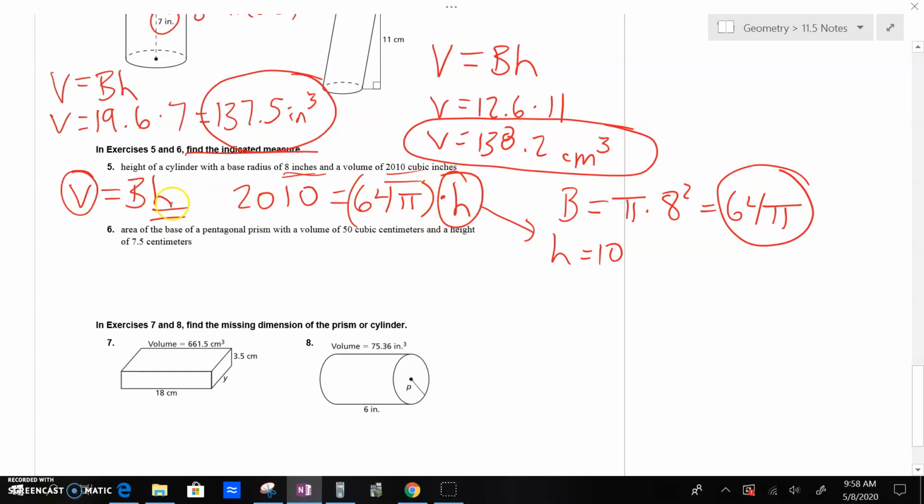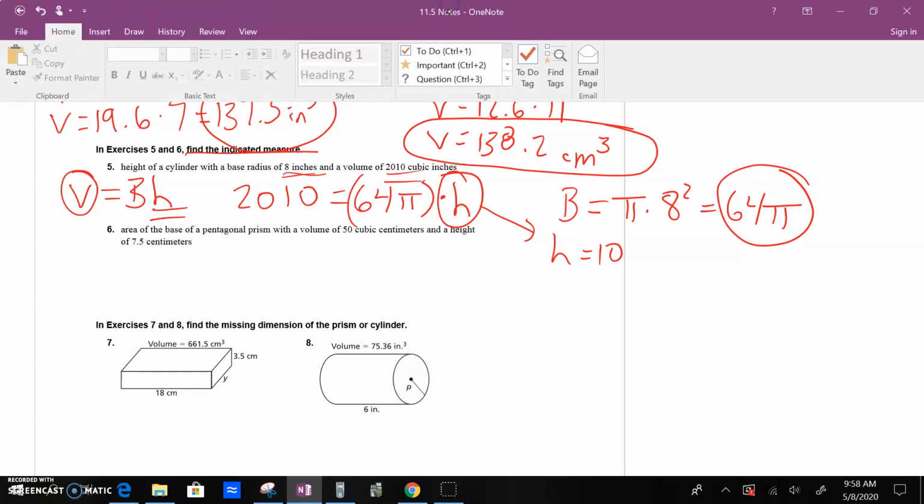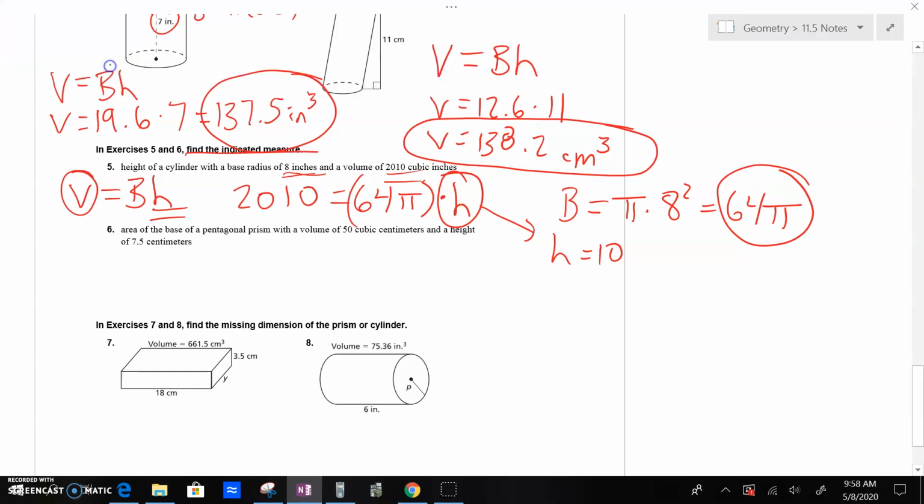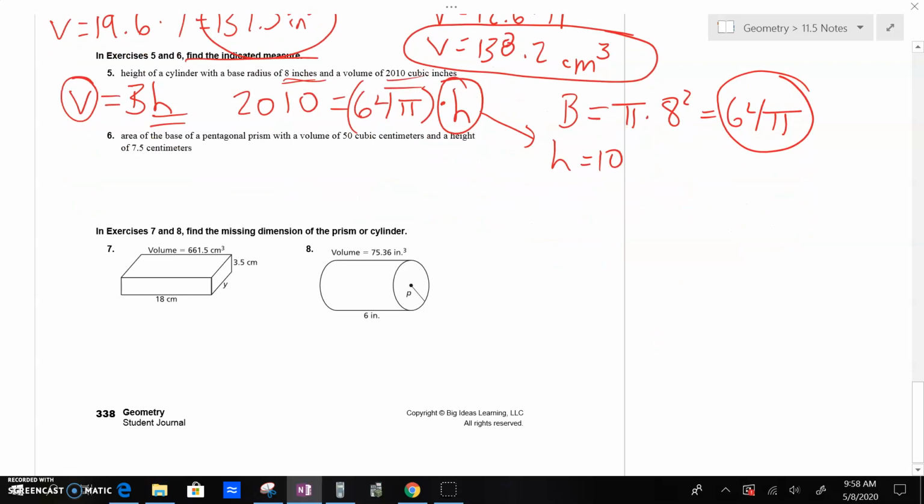And again, what I did was to get height all by itself in this equation, which is the thing that we're after. We're after that height. I'm going to divide the 2010, the total volume, by the base to get h all by itself. And I'm going to switch colors here just because I'm starting to get a lot of red on the page, and I think it's easier to see what I'm doing if I do that.